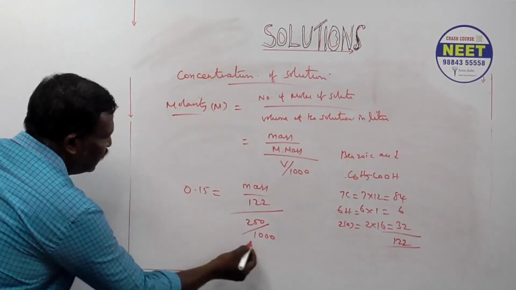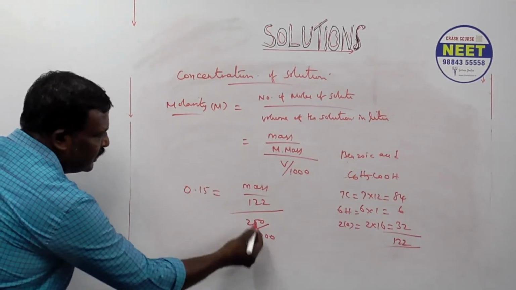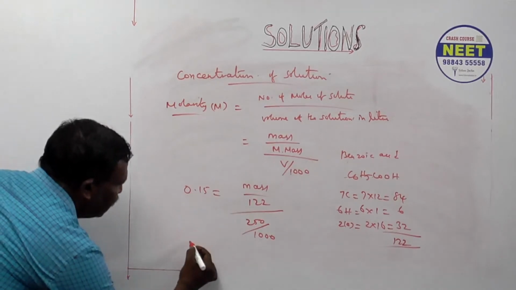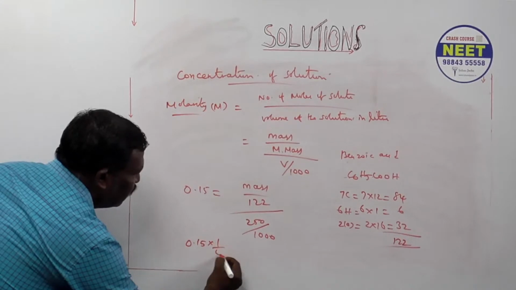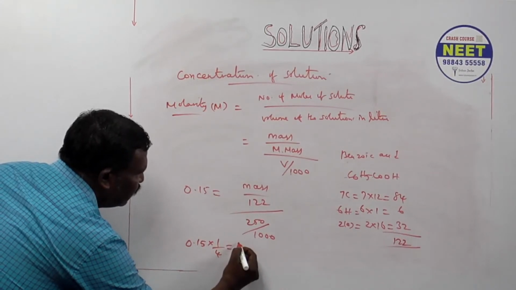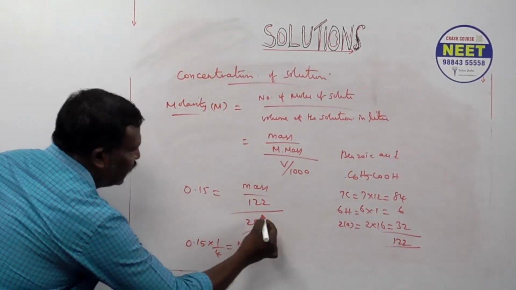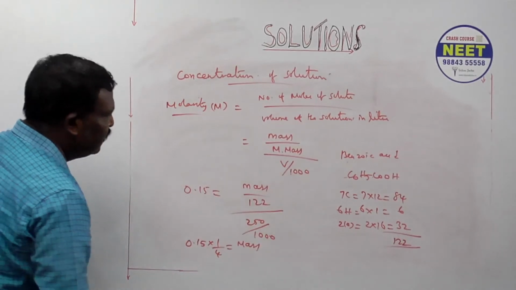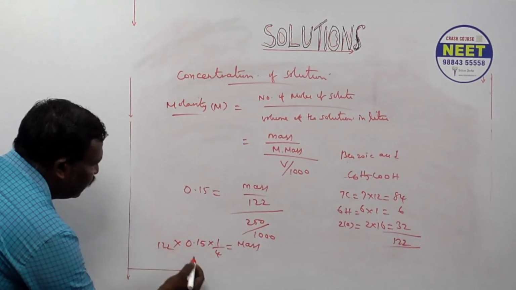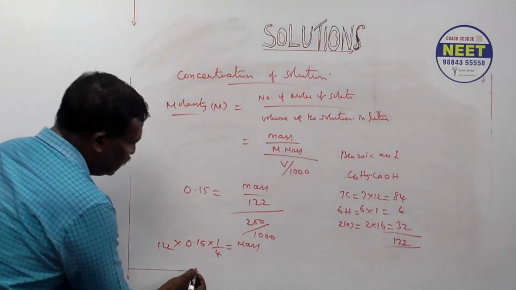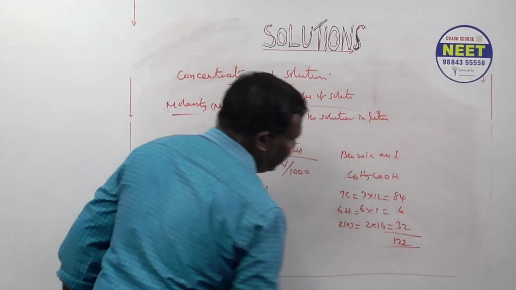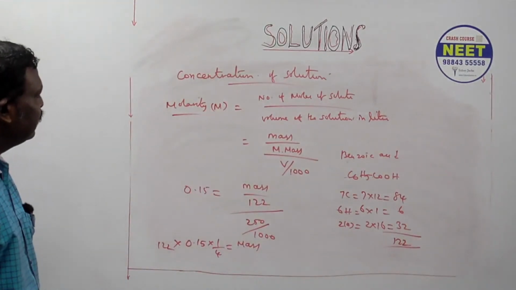Understood? This will be 1 by 4. If you multiply, 0.15 into 1 by 4, which is equal to mass. Again, this also you multiply into 122. If you simplify, you can get the answer. Understood? Just note down. You simplify yourself later.